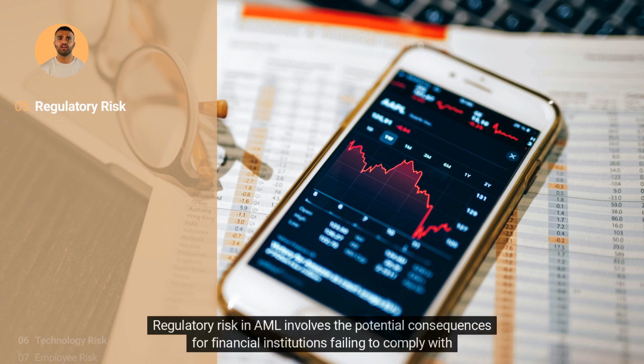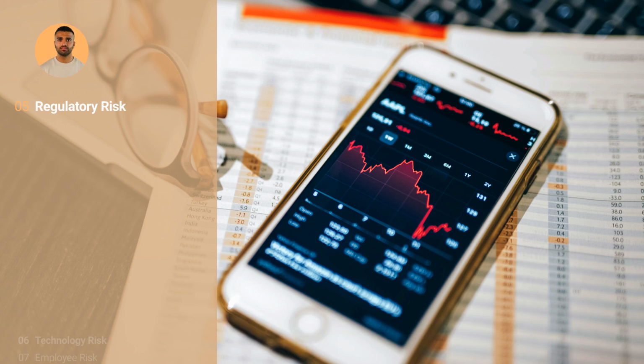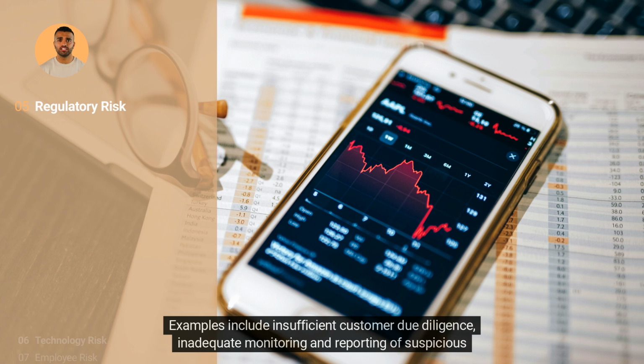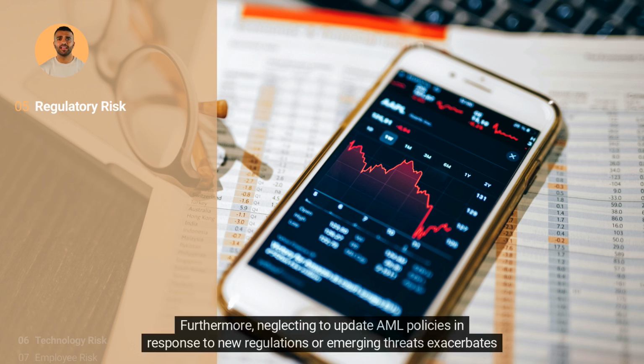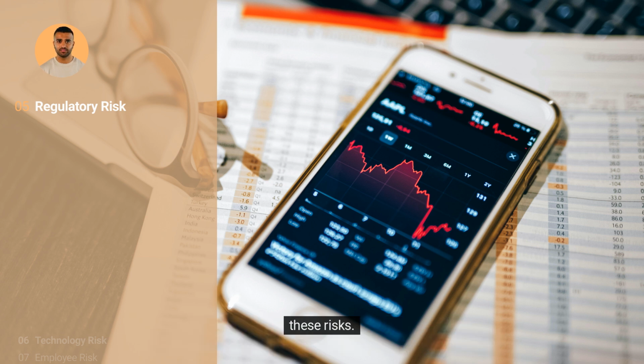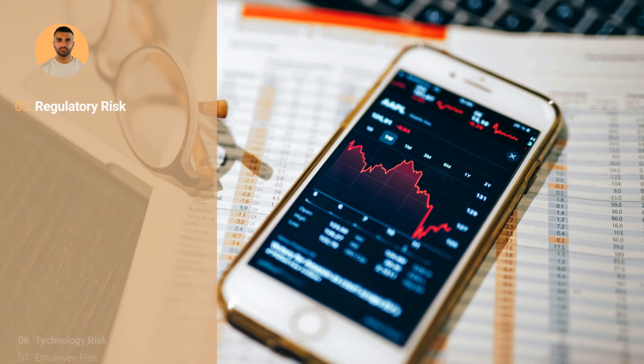Regulatory risk in AML involves the potential consequences for financial institutions failing to comply with AML regulations, such as penalties, sanctions, and reputational damage. Examples include insufficient customer due diligence, inadequate monitoring and reporting of suspicious activities, non-compliance with international sanctions, and weak internal controls or staff training. Furthermore, neglecting to update AML policies in response to new regulations or emerging threats exacerbates these risks. Effective management and compliance are essential to mitigate these regulatory risks and ensure adherence to AML standards.